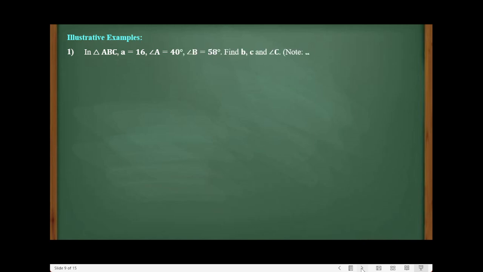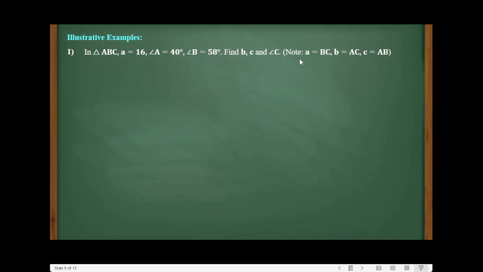Let's take number 1. So, in triangle ABC, side small letter A is given as 16, and its opposite angle A measures 40 degrees together with angle B, whose measure is 58 degrees. So, it means we're going to solve this oblique triangle. So, we are going to find the measures of the three remaining parts. And what are those three remaining unknown parts? We have side small letter B, side small letter C, and angle C.